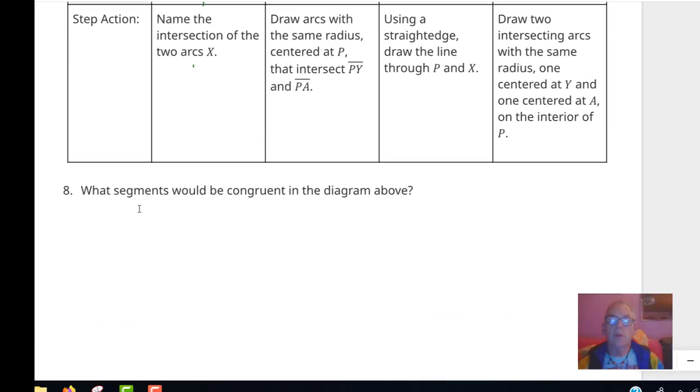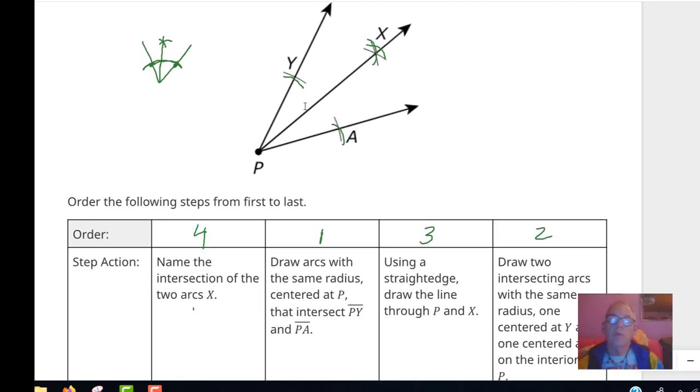Which segments would be congruent in the diagram above? Well, since we're using the compass to strike this first arc, we're actually finding this distance and this distance as the same, and then also from Y to X and from A to X, since we're using the compass. Even though the segments aren't on there, we could think about this segment and this segment also being congruent because we're doing the same arc, and then this segment and this segment are congruent because these are using the same arc starting at P.